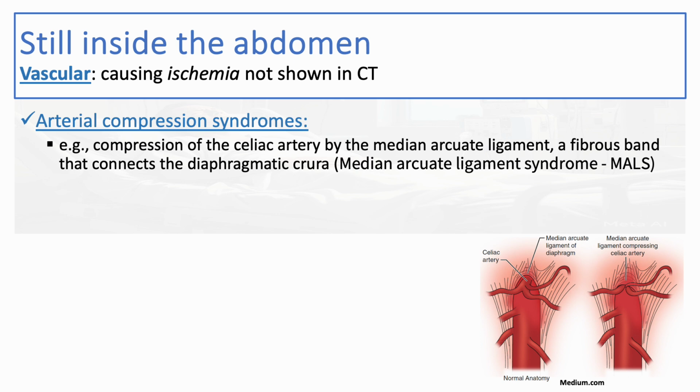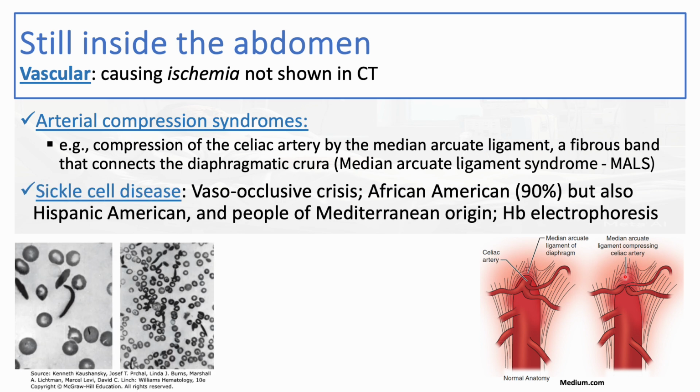You might see compression of the celiac artery by the median arcuate ligament, which is a fibrous band that connects the diaphragmatic crura. It's called the median arcuate ligament syndrome. So you might see that in the CT scan. You might just see the fibrous band of the diaphragmatic crura compressing the celiac artery, causing some GI symptoms and abdominal pain. Not very common, but it can happen.